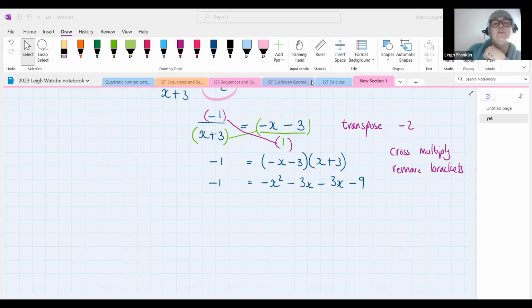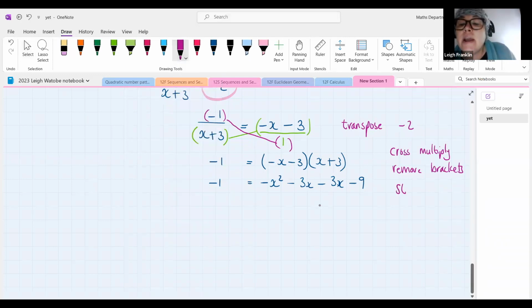Add like terms, absolutely, you're both correct. Transpose the minus 1, add like terms, yes. Transpose everything so that the coefficient of x squared is not negative. Yes, lovely. What we're trying to do here is get it into standard form. Always, always, always. We have to have everything in standard form before we can use factorizing to solve.